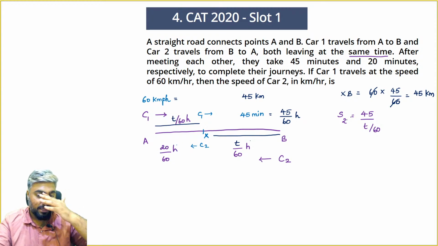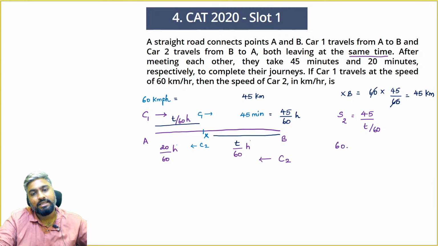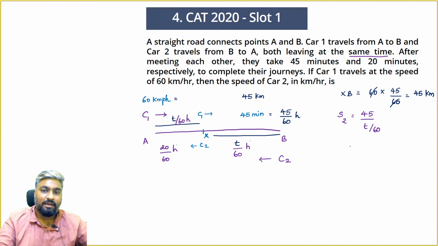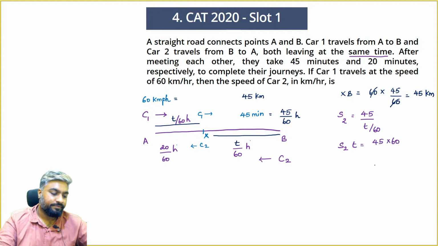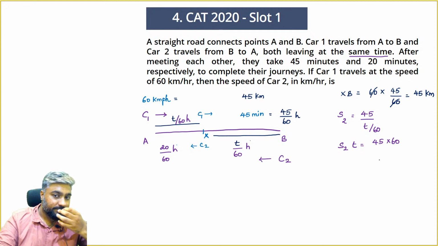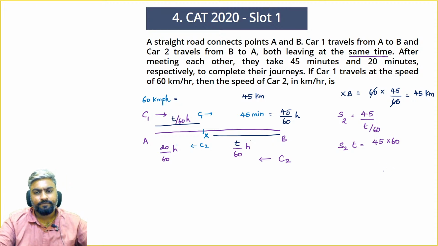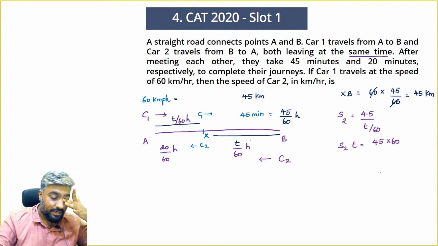45 by 60 hours. So what does this tell us? If we take the reciprocal, what would we end up getting? We would get 60 on top here. So S2 into t is 45 into 60. Correct? Getting it, guys? 45 kilometers covered in t by 60 hours, this is the speed of car 2. Say yes so far if we are clear, guys.